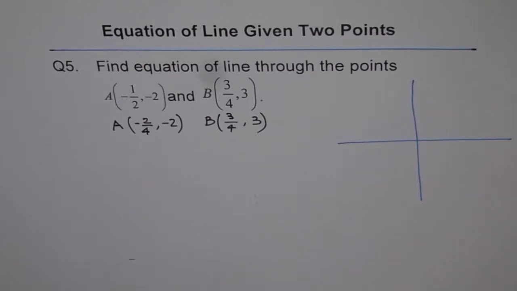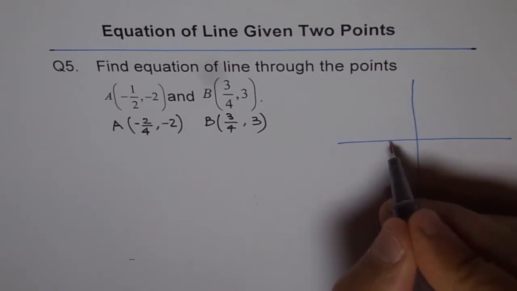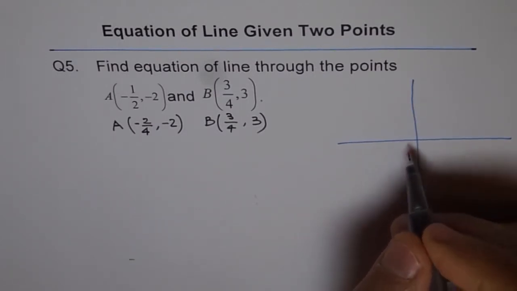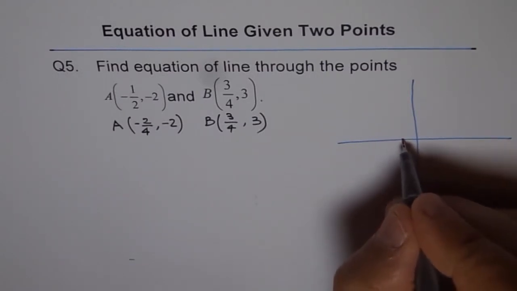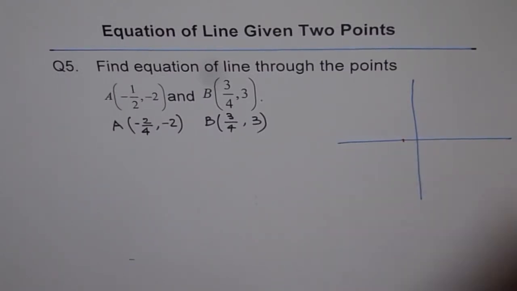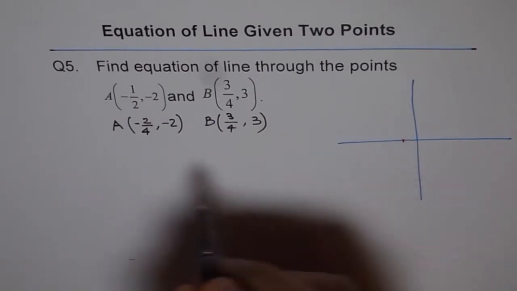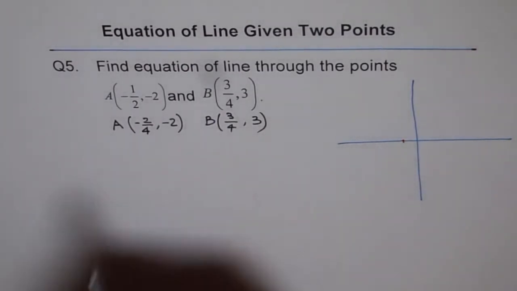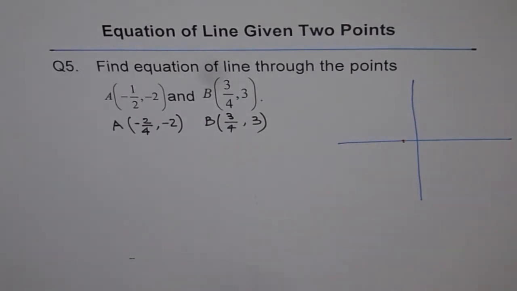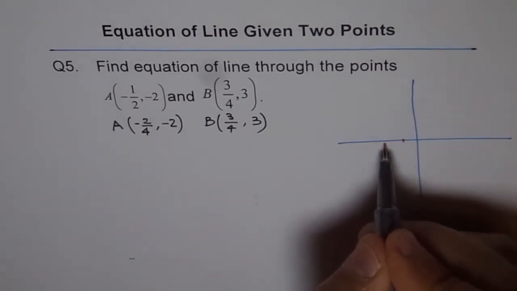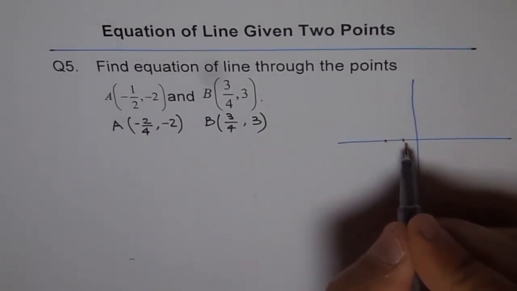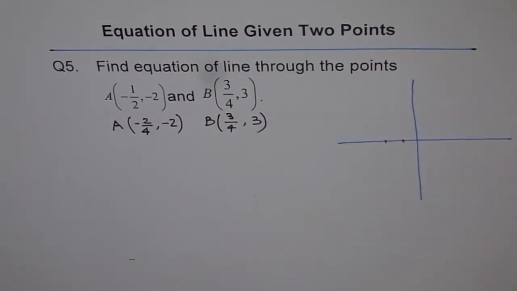Now to plot it, let's plot point A first. So normally we say divisions of 1, 2, 3, 4, let's call them 1/4. Isn't that interesting? So let's say this division this time is not 1, but it is 1/4, correct? And since it is minus 2/4, we will go 2 such divisions to the left. So that becomes minus 2/4. Do you see? And the y value is minus 2.